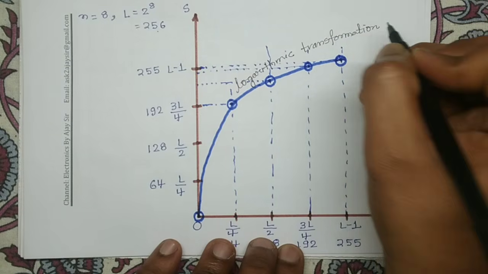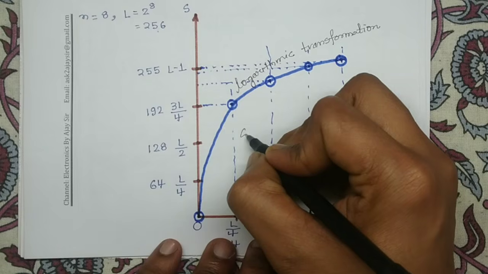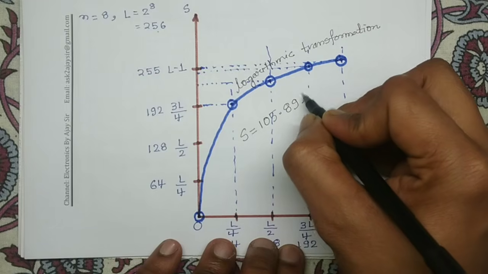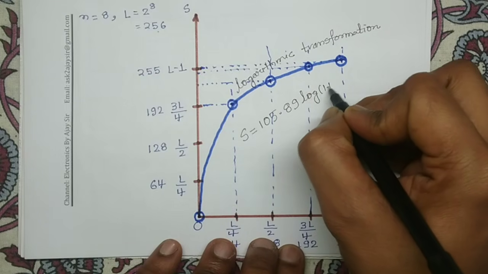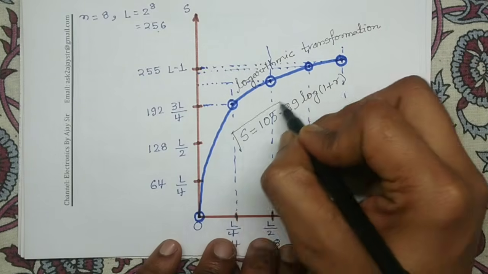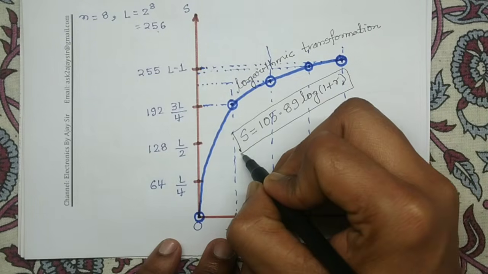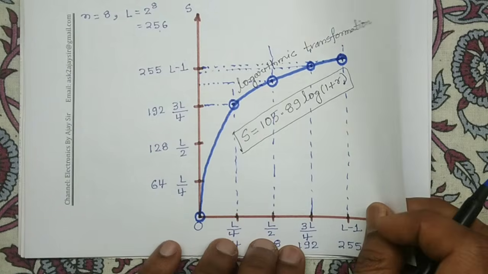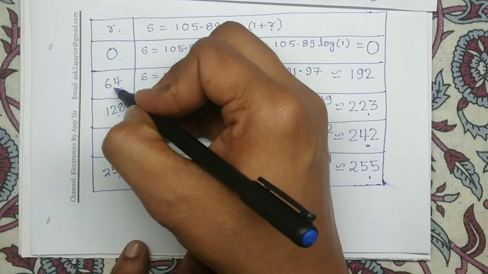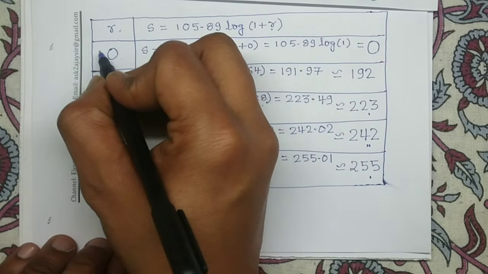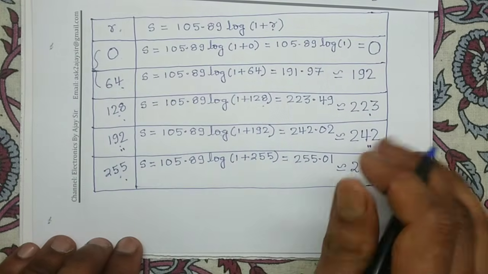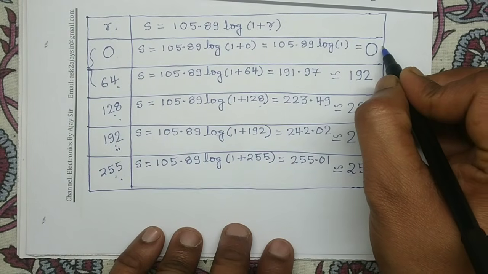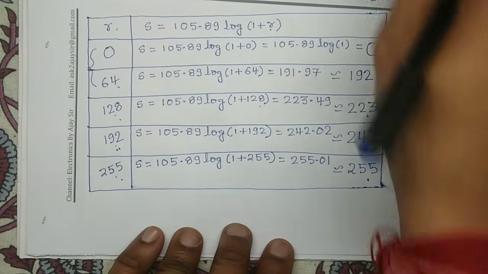For an 8-bit digital input image, we have used the equation s equals 105.89 log(1 + r). Now let us analyze this curve. When r varies from 0 to 64 on the input side, the difference is 64. On the output side, the difference is 0 to 192.